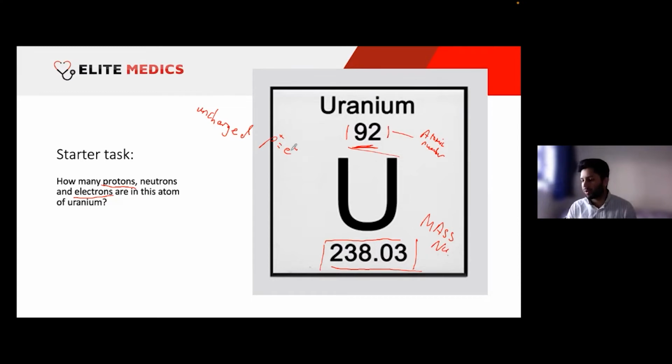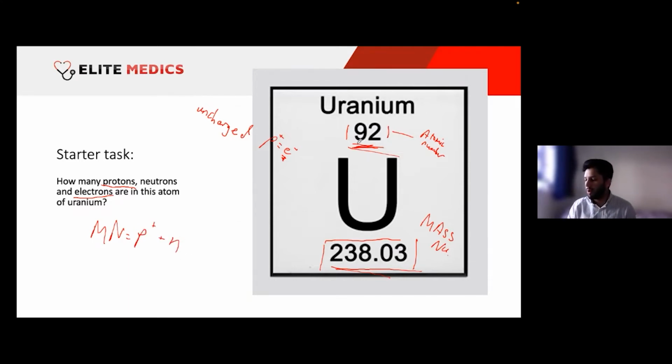remember that electrons are essentially super tiny. Atoms in general are super, super tiny, and protons and neutrons are also super, super tiny. But the electrons are even smaller than that. So we would not consider them as adding to the mass at all. What we would consider as adding to the mass are the number of protons and the number of neutrons. So the mass number is equal to the number of protons plus the number of neutrons.